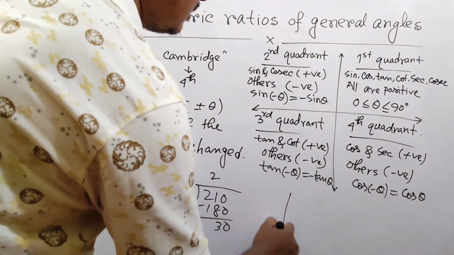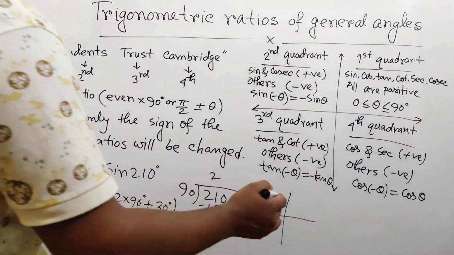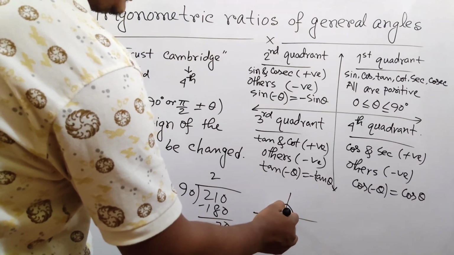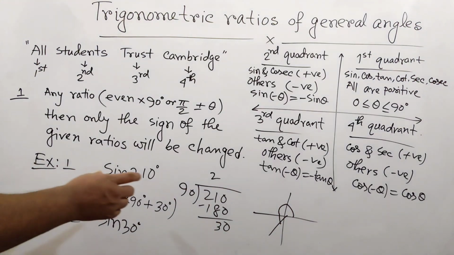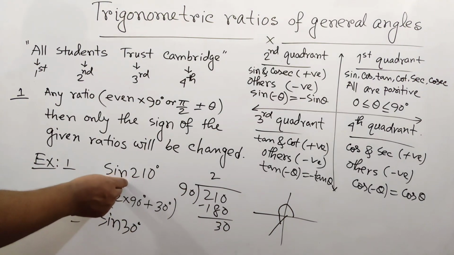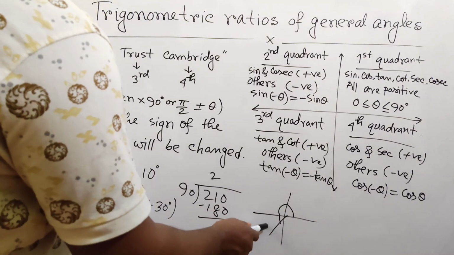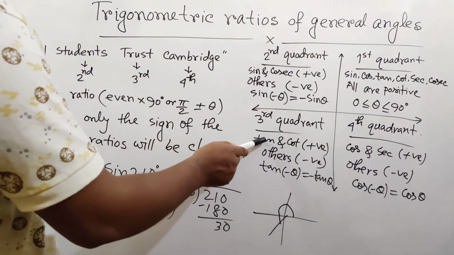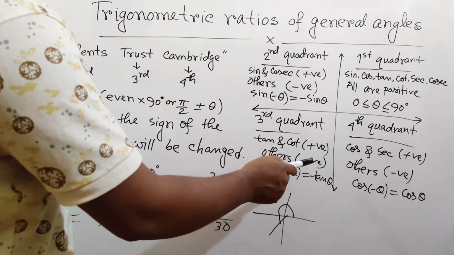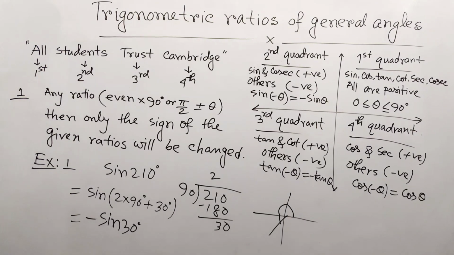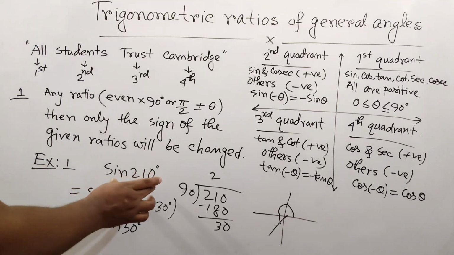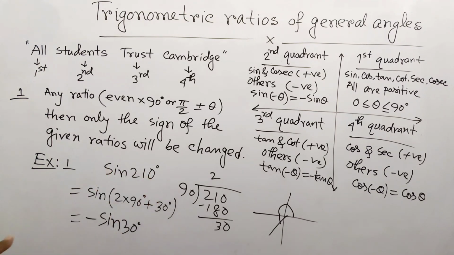So now, 2 multiples of 90. If you consider the four quadrants, that is the first 90, the second 90, plus 30 degrees. That means the position of this given angle is in the 3rd quadrant. We know that in the 3rd quadrant tan and cot are positive but the others are negative. That means in the 3rd quadrant sine is negative, so you must put a negative sign here. Finally, you can say the value of sine 210 degrees and negative sine 30 degrees are the same.